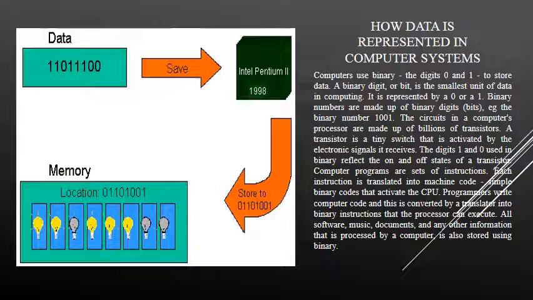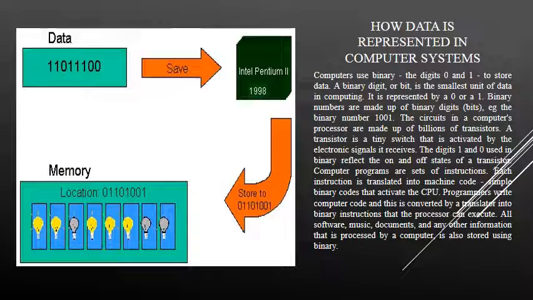The circuits in a computer's processor are made up of billions of transistors. A transistor is a tiny switch that is activated by the electronic signals it receives. The digits 1 and 0 used in binary reflect the on and off states of a transistor.